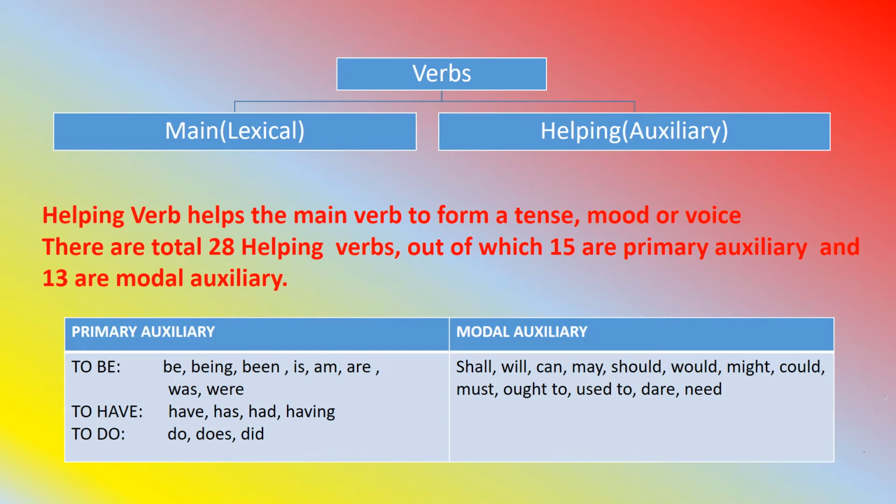The primary auxiliary are further divided in 3 types: to be, to have and to do. The examples of to be are be, being, been, is, am, are, was and were. The examples of to have are have, has, had and having. Examples of to do are do, does, did. The modal auxiliaries are shall, will, can, may, should, would, might, could, must, ought to, used to, dare and need.